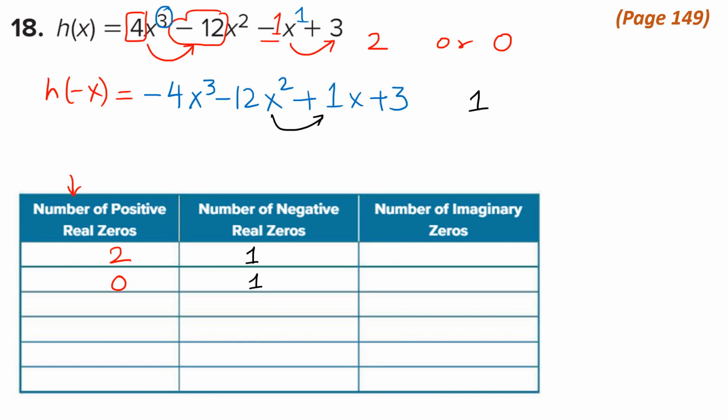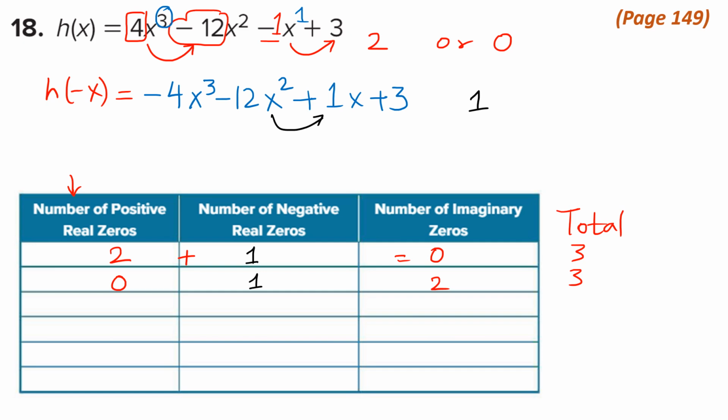Now do the total. The power is 3, so the total has to be 3 all the time. So 2 plus 1 means this is 0. 0 plus 1 means this is 2. So this is the answer. This is how you find the number of positive, negative and imaginary roots.